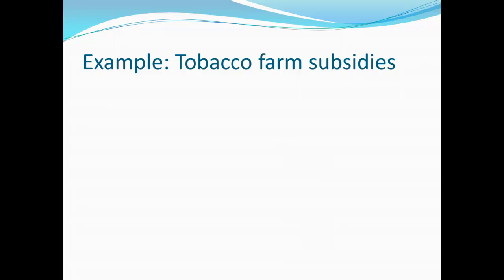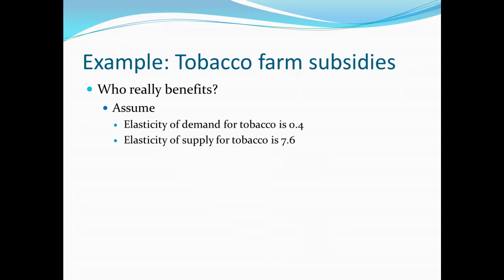So let's work through some examples just to show this. Consider tobacco farm subsidies. Who is it that really benefits? Well, let's assume that the demand for tobacco and tobacco products has an elasticity of something like 0.4. That is, for every 1% increase in price, there's a 0.4% decrease in the quantity demanded. Now, when we look over the long term, including, say, the entire growing season for tobacco, the elasticity of the supply of tobacco is actually quite high. It's often estimated at being around 7 or 8. So if you increase the price of tobacco by 1%, the quantity supplied will increase by 7.6%.